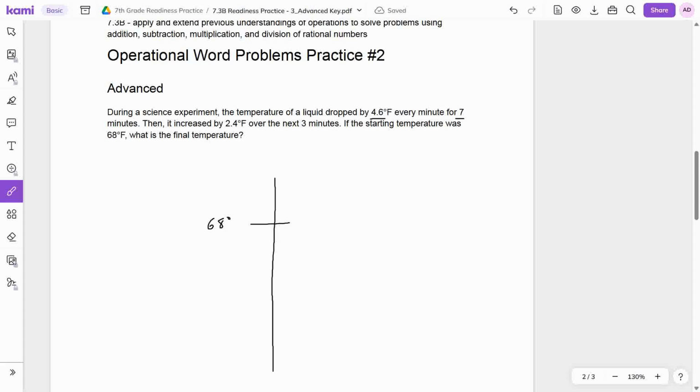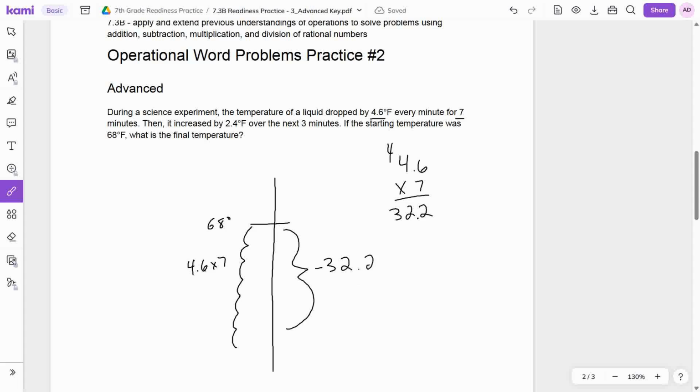So what I have is 1, 2, 3, 4, 5, 6, 7. Each of these drops is going to be 4.6. So let's figure that out first. 4.6 degrees every minute for 7 minutes. That's going to be 42, that's 28, that's 32.2. Okay, so this is a drop of minus 32.2. Now I started at 68, so let's make that a 68.0.